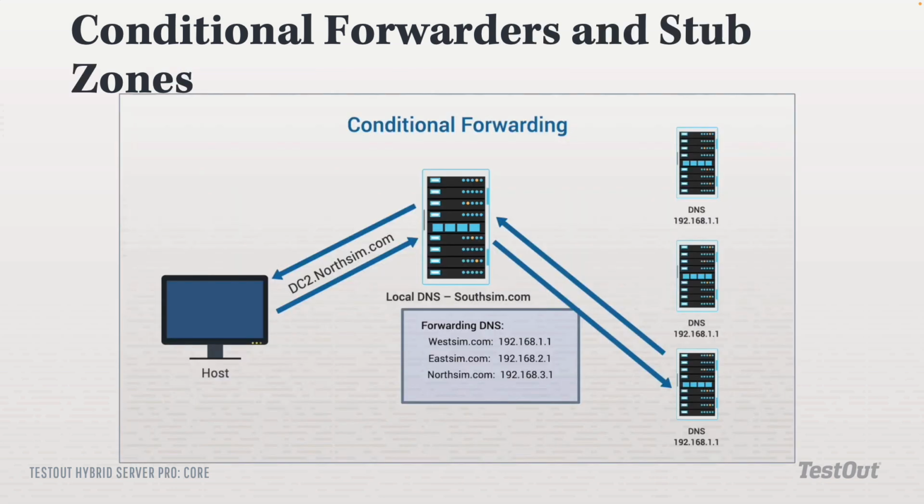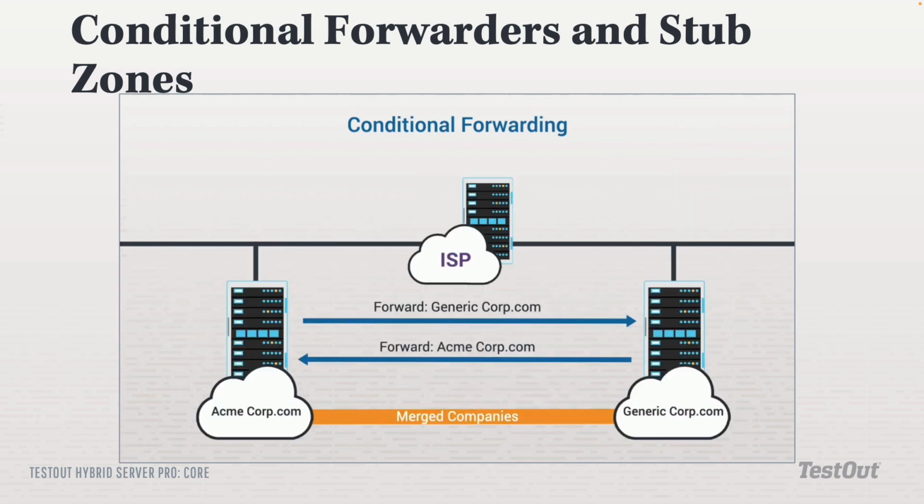So you can see here where we are, we have our host. It's going to our local DNS, and then from there, it is going to forward that on to the proper DNS server. Okay, it's going to figure out what is the most efficient path in order to get what we need. So in this case, DC2 or domain controller 2.northsim.com, it's going to hit our southsim or our local DNS, and then it's going to go out to the proper DNS server.